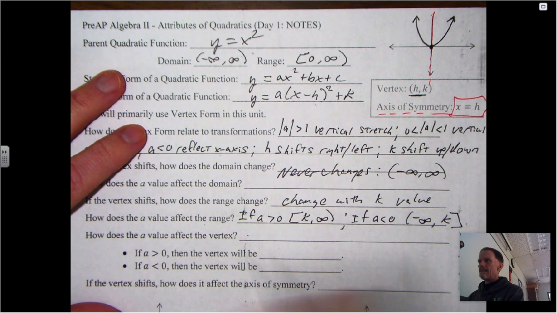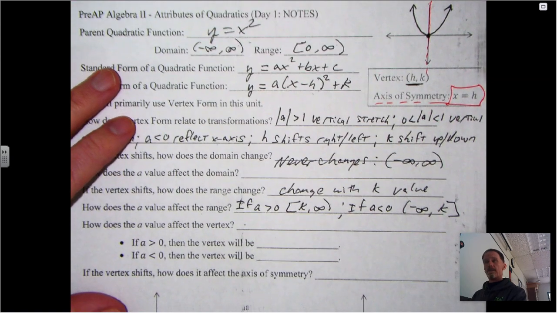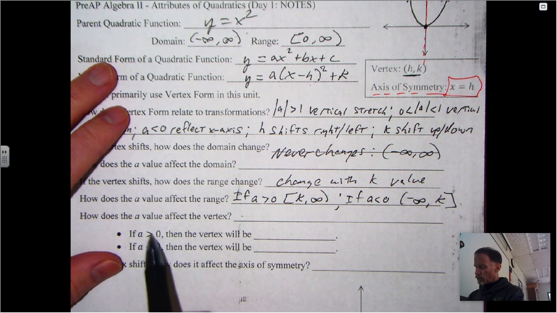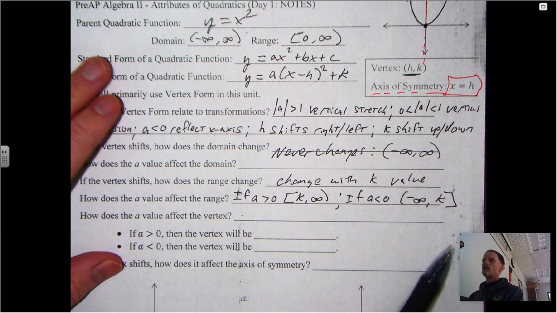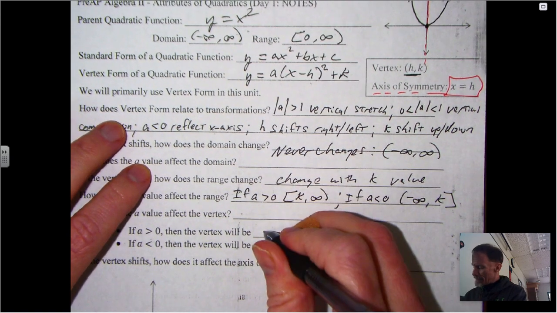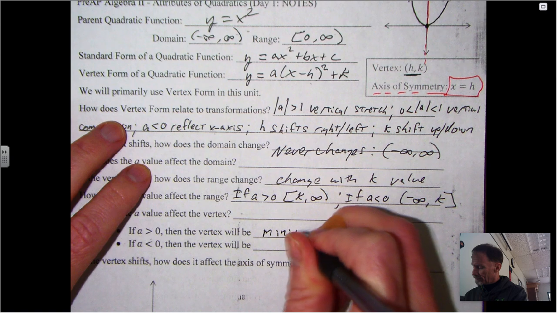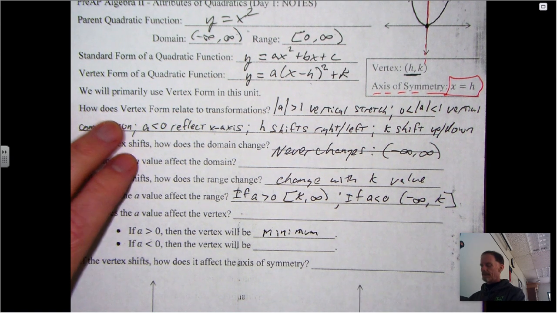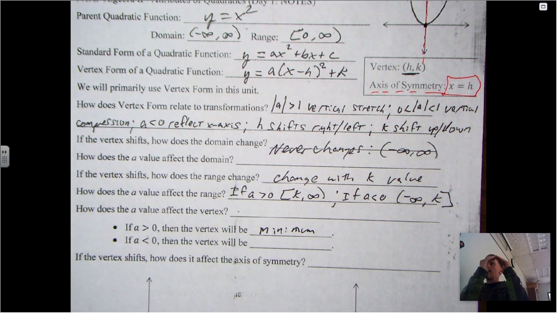And obviously the a value can also affect what the vertex is. Because if you think of it, if a is greater than 0, then your parabola is going up like this, right? It's opening up. So that means the vertex is going to be a minimum value. And if a is less than 0, now the parabola is going to be opening down, so now my vertex is a maximum value.